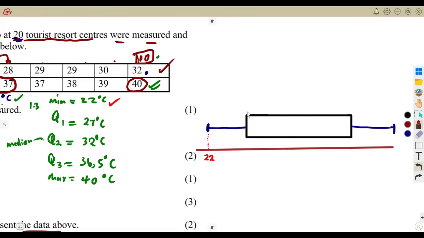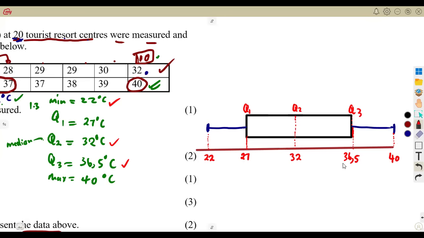To 22. Then we talk about Q1, which is our lower quartile at the beginning of the box, where the box is beginning there. That is 27. Then the median value in between. So that's 32. You can just say maybe 32 is somewhere here. That's our Q2, which is our median. Then Q3 at the end of the box here, which is 36,5. Then the maximum value is the one at the end of the whisker there, which is 40.